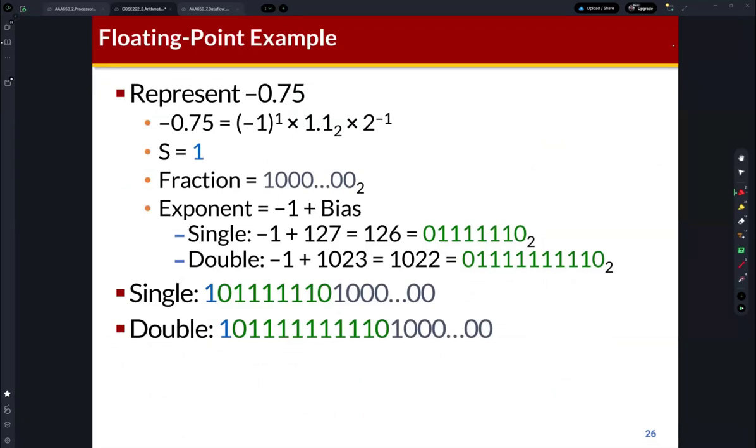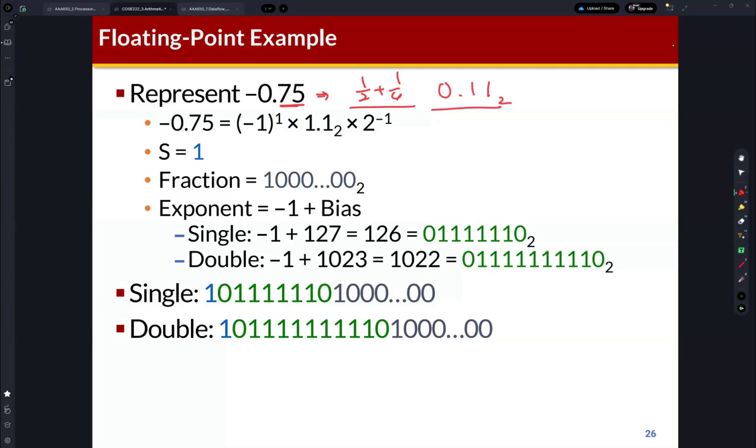Okay, so this is the example. How can we represent a floating point number? So this is minus 0.75. This is a negative number, obviously, right? And what is 0.75? It's 1 over 2 plus 1 over 4, right? It's actually 0.11 in binary.